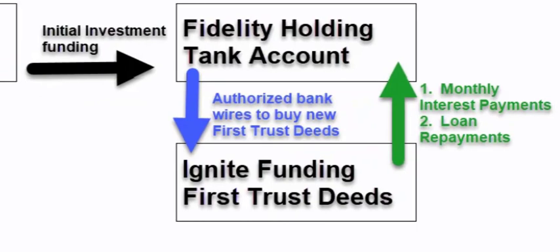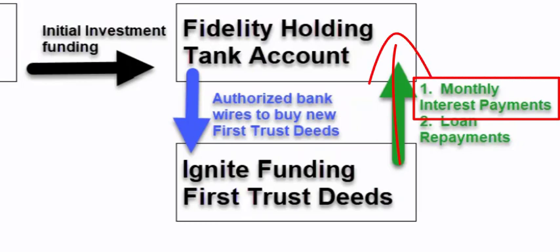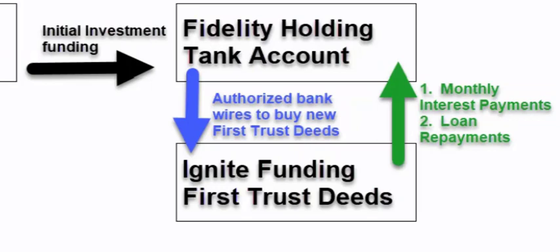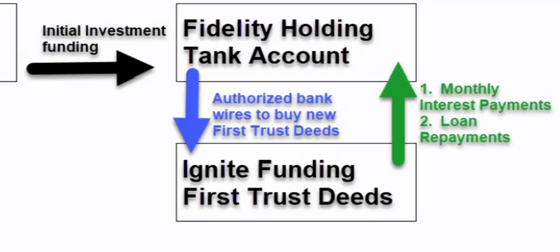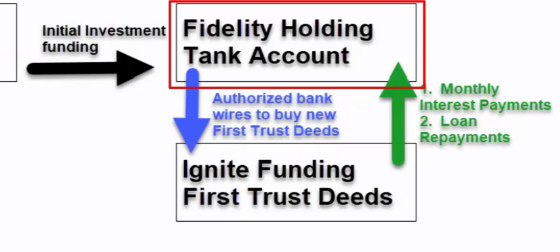Now each month, as interest is generated from the First Trust Deed, it gets paid back into the Fidelity account that you see in the green arrow going back to Fidelity. Not only do monthly interest payments get paid to the Fidelity account, but also when the loan matures and gets repaid, that loan repayment will also go back to the Fidelity account for the process to start all over again.